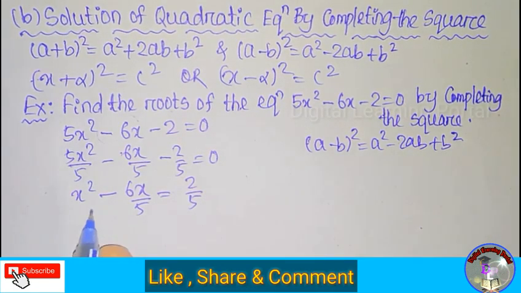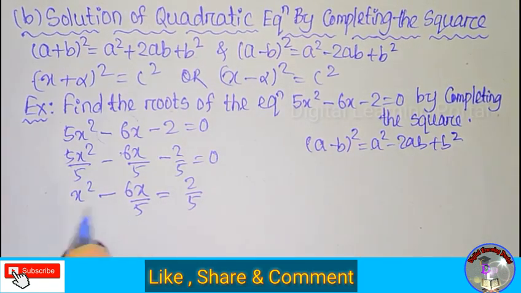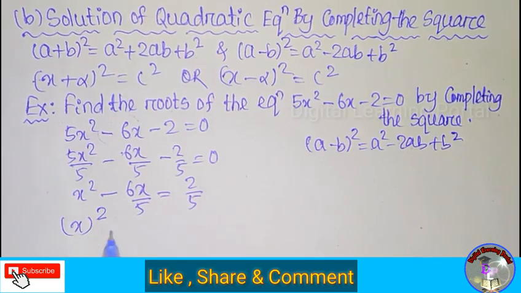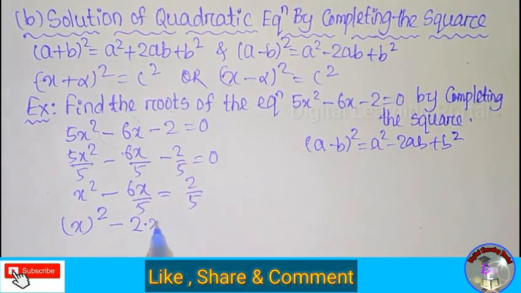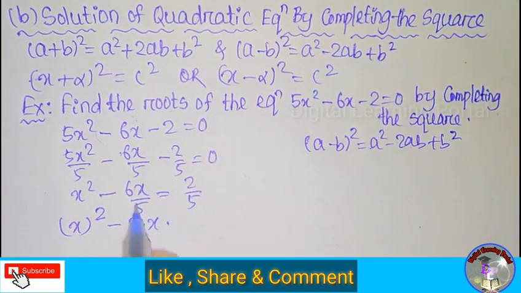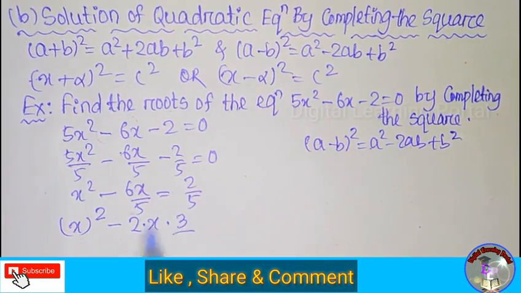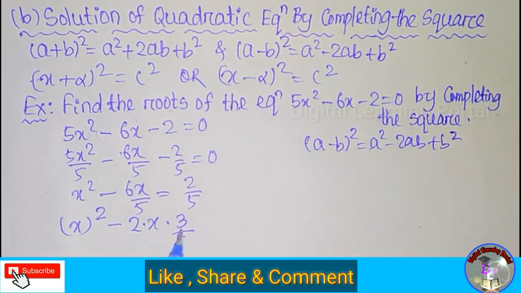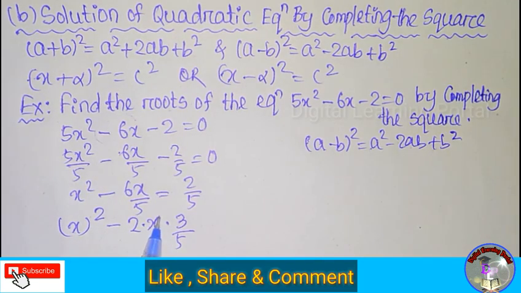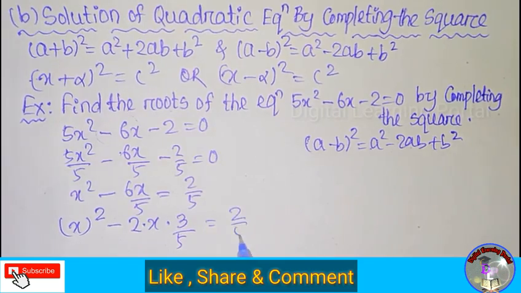Now we convert it in the form of (a - b)² = a² - 2ab + b². Here we can write x² - 2ab. What is the value of a? It is x. Now it will be -2x, and here we have -6x/5, so we put 3/5. Here we have to put the value of b so as to make 2ab equal to -6x/5. So we have found 3/5 as b.